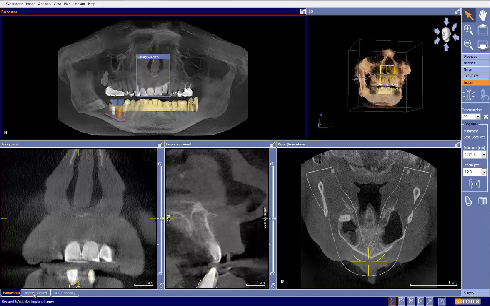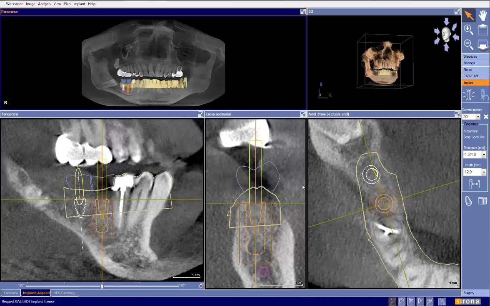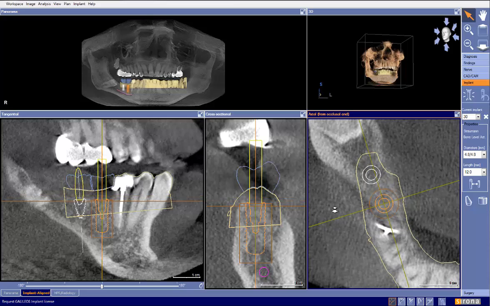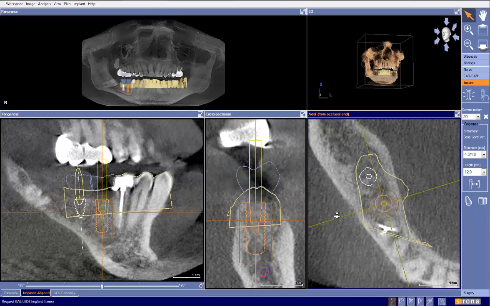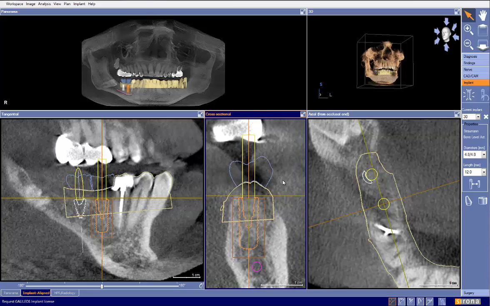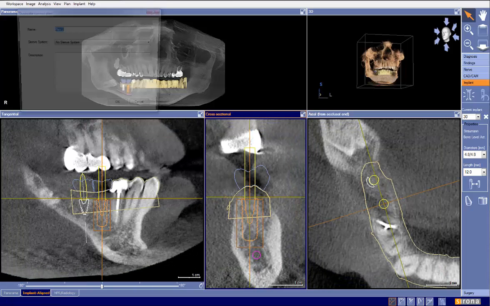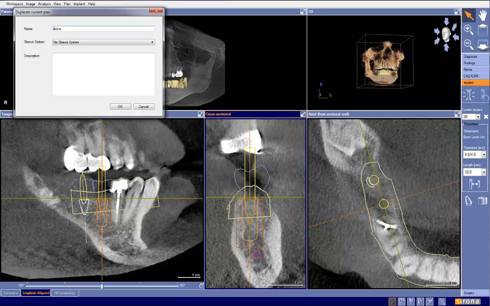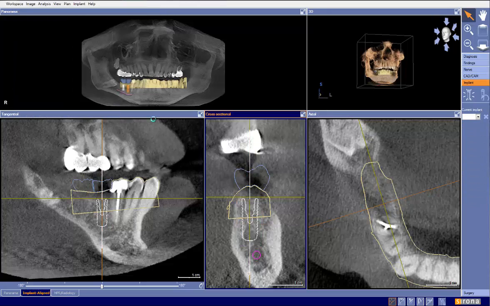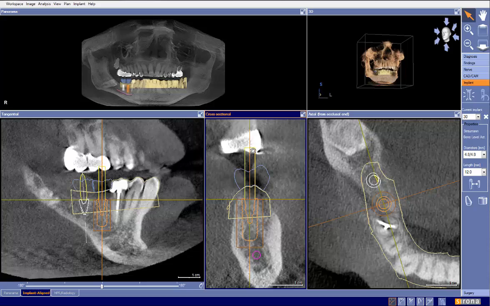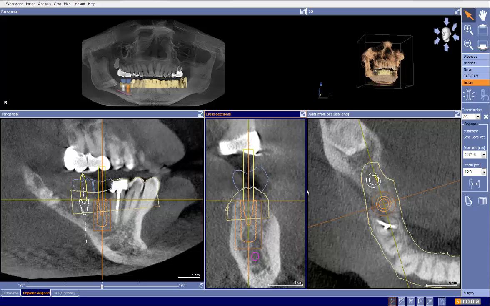I always like to do my implant planning in the implant align view. And so let's go from here. Let's take a look here. Let me go ahead and duplicate the plan. So I go to Plan, Duplicate Plan, put in here my name. And the reason I do this is so that we can have a comparison of what I'm planning compared to what was planned. So let's take a close look here.